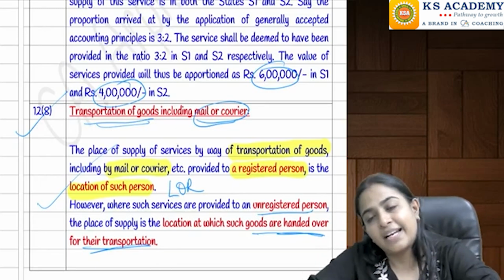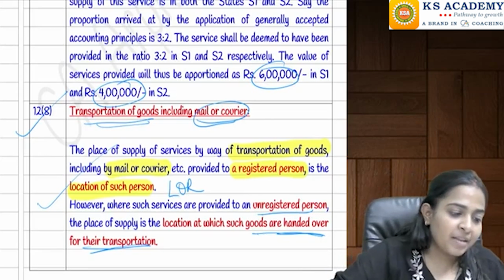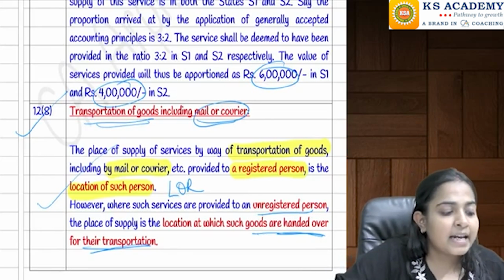Okay, when the goods have been handed over for transportation. Are you clear with this? Yes. Now, what will happen?